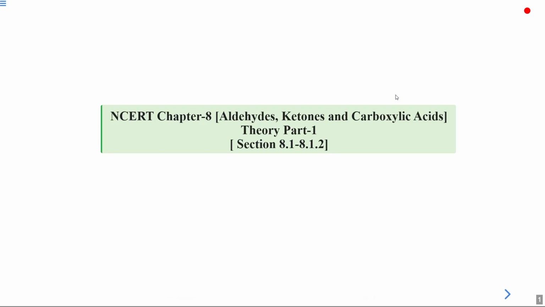Hello students, so today we are going to start with our NCERT chapter 8, which is aldehydes, ketones and carboxylic acids. Today is theory part 1. The sections which we will cover in today's class are section 8.1 to section 8.1.2.